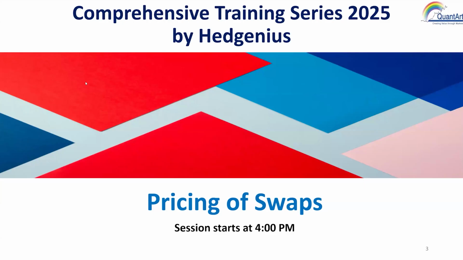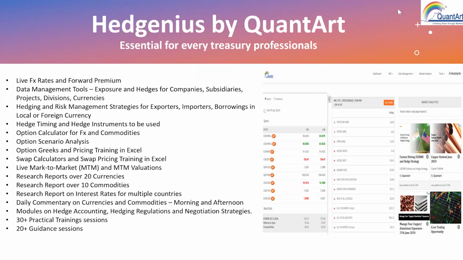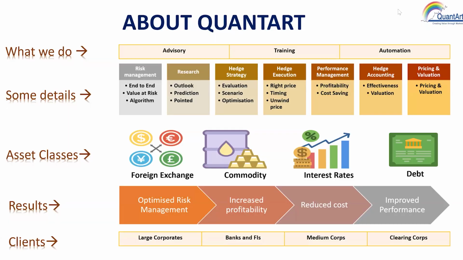So this is a part of the Head Genius series of trainings. This time around, we are doing pricing of swaps. Swaps are one of the primary tools to manage various risks for a company, for a corporate. Most of the times, swaps are looked at as being very complicated instruments.